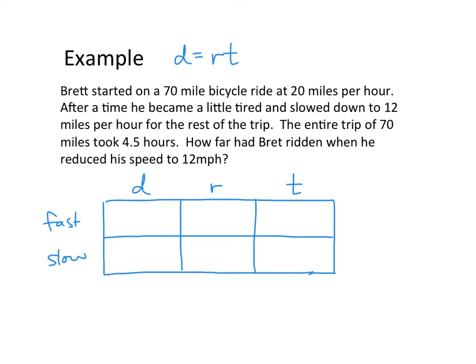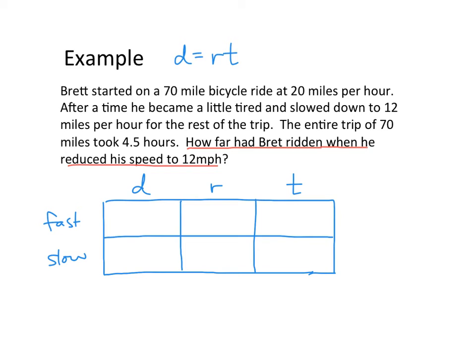However, there are a couple key moments to doing a problem like this. I highly suggest that the way you start is by putting which of these boxes is what you're really trying to solve for. So if you read the question, it was, how far has Brett ridden? Oh, I just realized I spelled Brett wrong the second time. Oh well. When he reduced his speed to 12 miles per hour. So how far had he ridden at the faster speed?